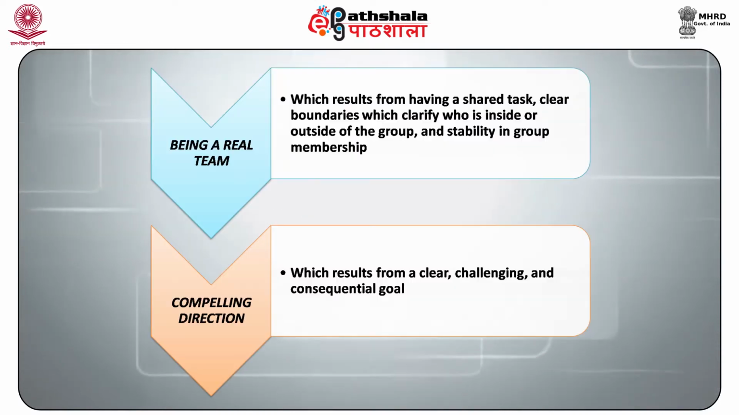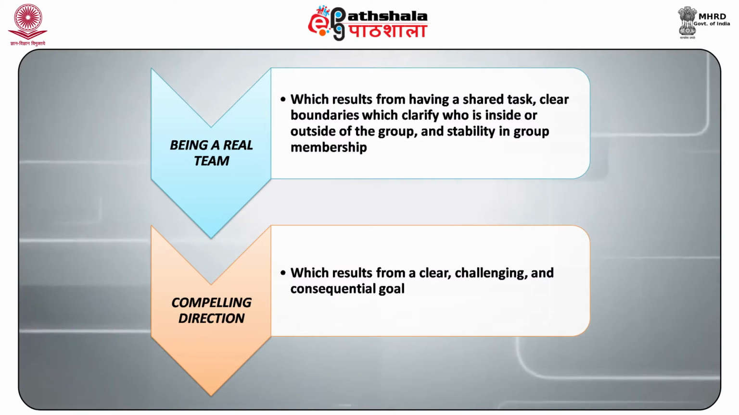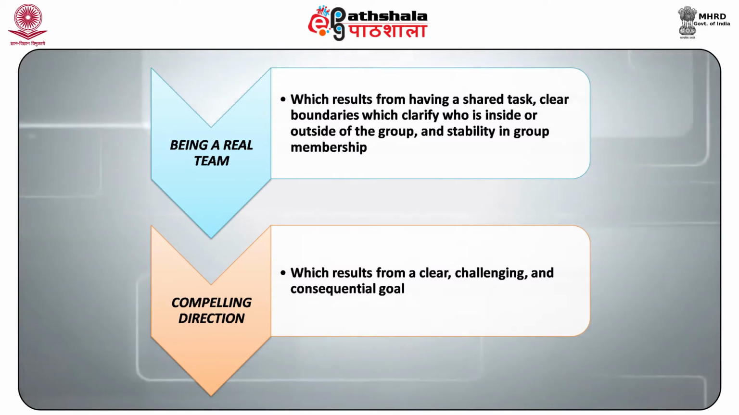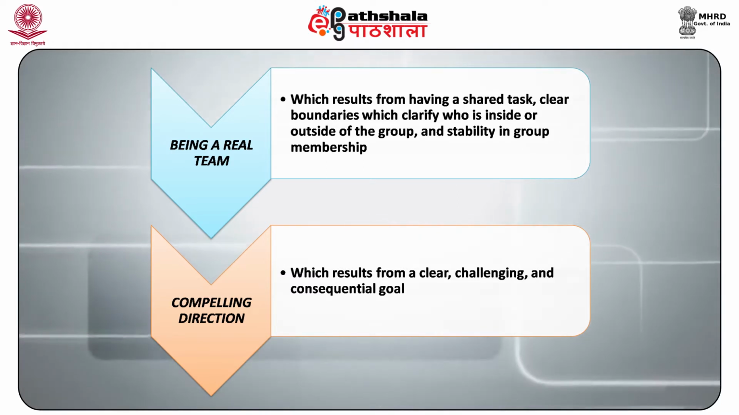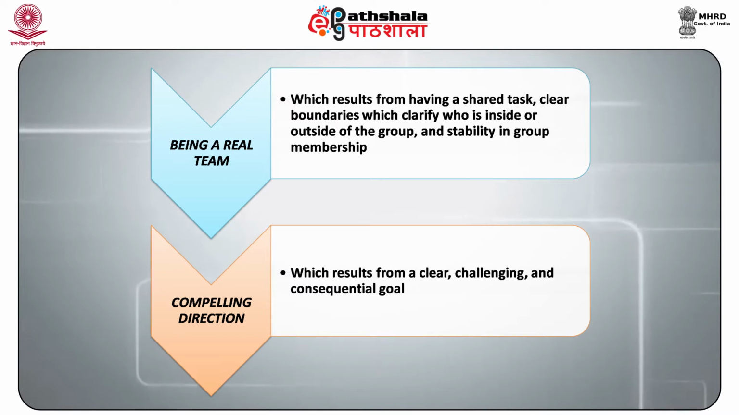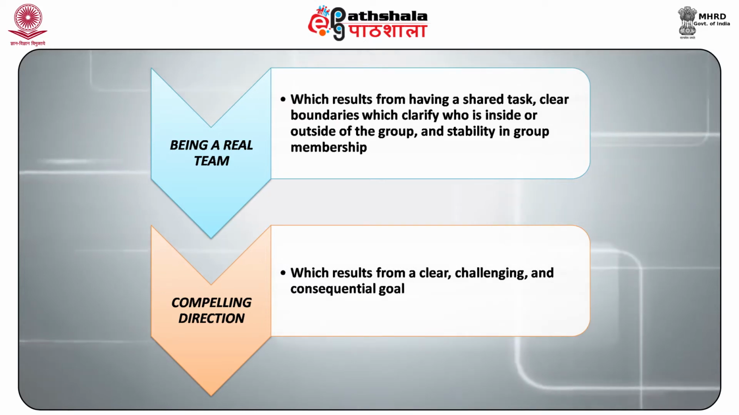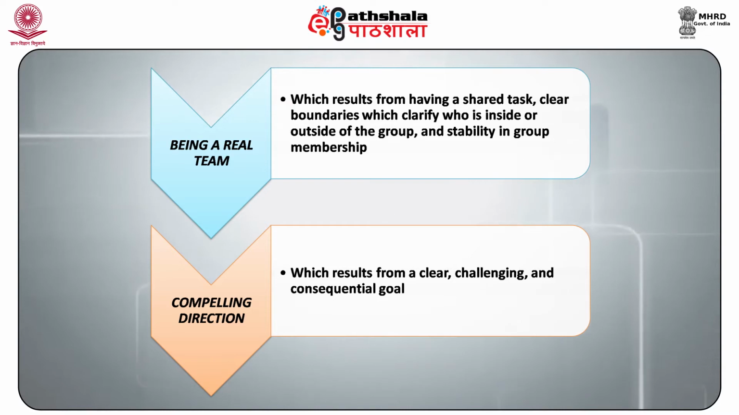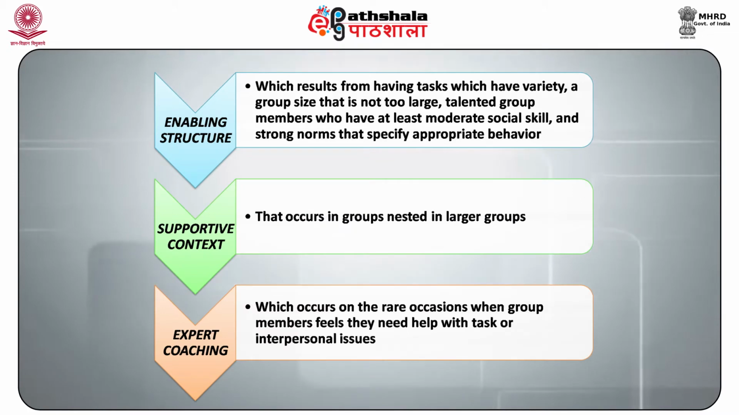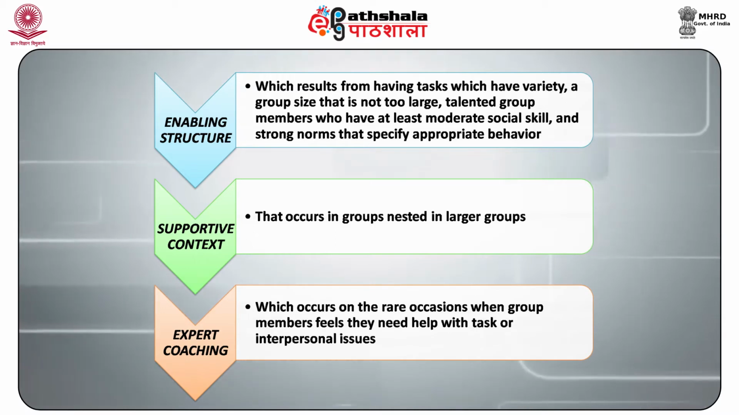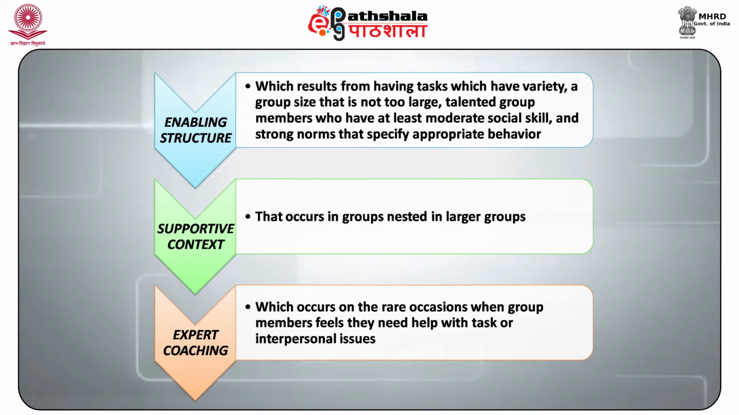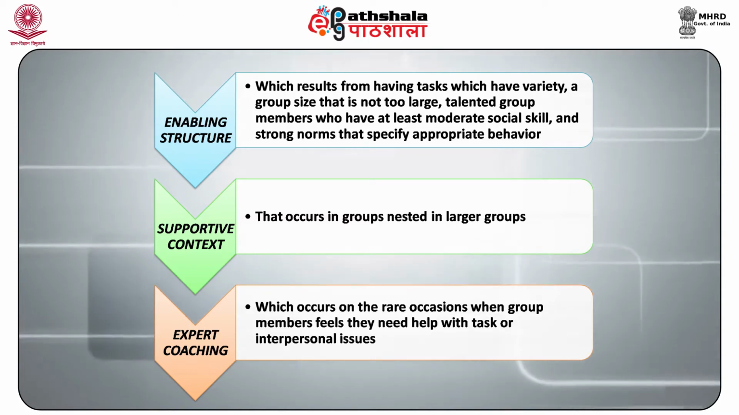These include: first, being a real team, which results from having a shared task, clear boundaries which clarify who is inside or outside of the group, and stability in group membership. Second, compelling direction, which results from a clear, challenging and consequential goal. Third, enabling structure, which results from having tasks which have variety, a group size that is not too large, talented group members who have at least moderate social skill and strong norms that specify appropriate behavior.